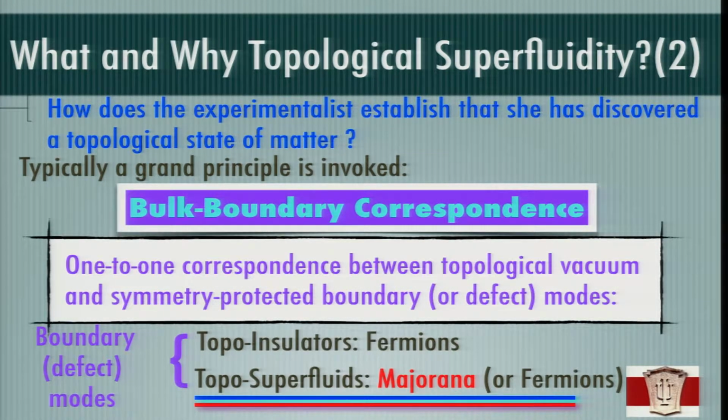The principle that is invoked is typically this bulk boundary correspondence. There is some sort of correspondence between the topological vacuum and some symmetry-protected boundary or defect modes. These come in different flavors. For topological insulators, they are fermions, and in the case of topological superfluid, they are Majoranas. That's the reason why there is a lot of interest in topological superfluids or topological superconductors, because through this kind of bulk boundary correspondence, you can get excitations or modes that have special properties, like, for example, non-abelian braiding.